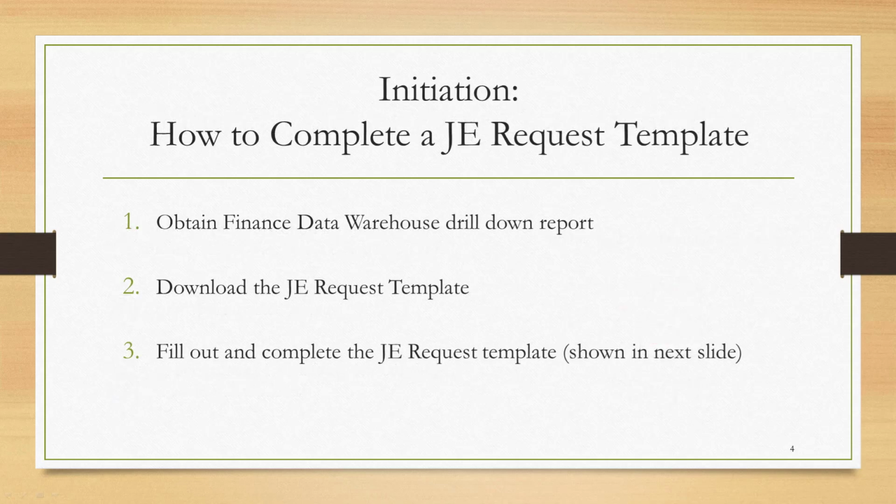The third step is how to complete a JE request template. As mentioned in the previous slide, obtain a copy of the Finance Data Warehouse drill down report showing the transaction line item needed for correction. Second, download the JE request template, which can be found in the accounting repository on the Fiscal Affairs Journal Entry Request website. Third, fill out and complete the JE request template as shown on the next slide.